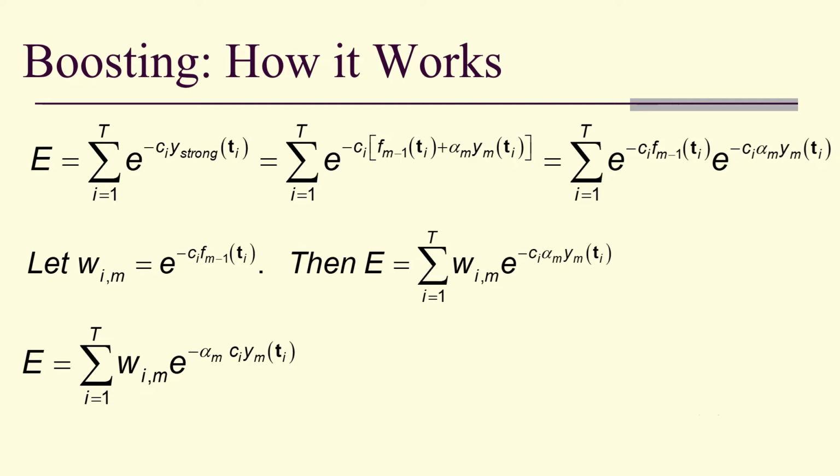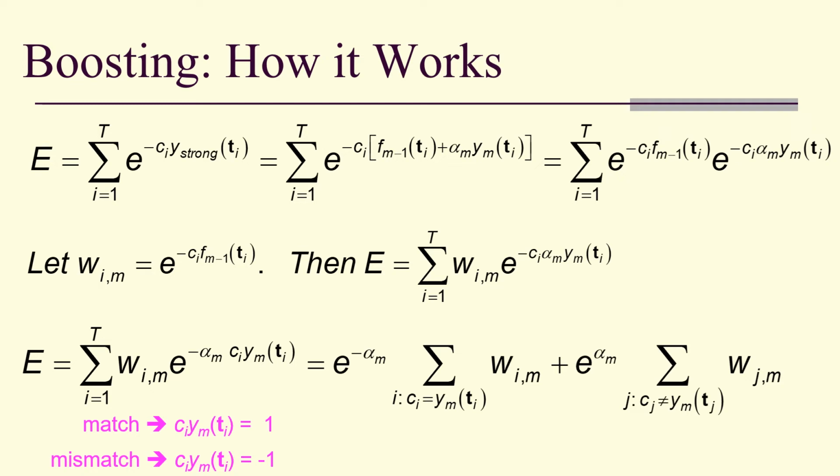So notice that I can rearrange the exponent, and I get c sub i y sub m of t sub i. If we have a match, c sub i y sub m of t sub i is 1, and if we have a mismatch, it's negative 1. So we can split it into two parts, where c sub i is equal to y sub m of t sub i, we'll get an e to the negative alpha m times the sum of the w sub i comma m. But where there is a mismatch, we'll get a change from negative alpha m to alpha m, because that product will be negative 1.